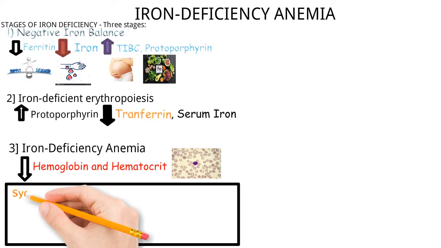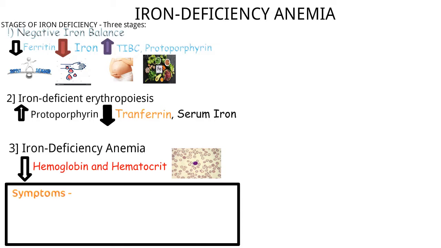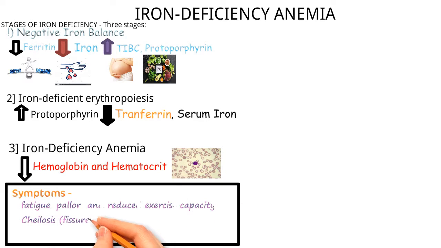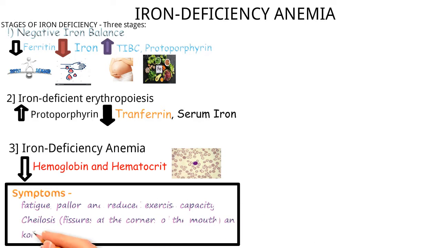In the clinical presentation of iron deficiency anemia, signs related to iron deficiency are fatigue, pallor, reduced exercise capacity, cheilosis, which is the fissures at the corners of the mouth, and koilonychia, which is the spooning of fingernails.